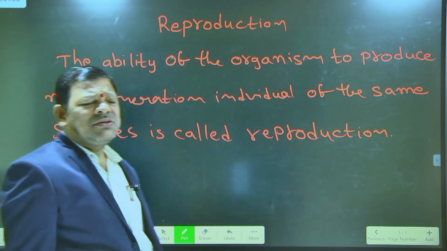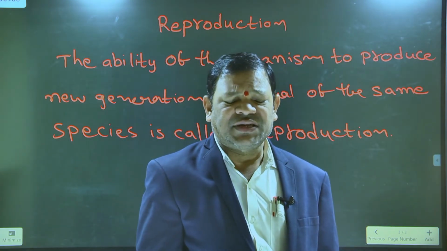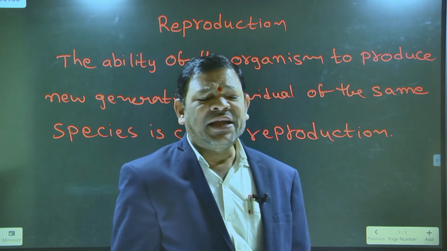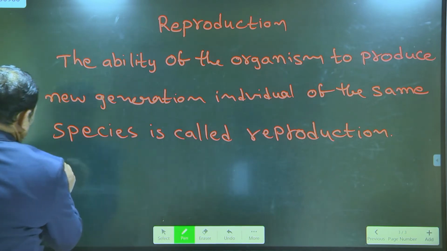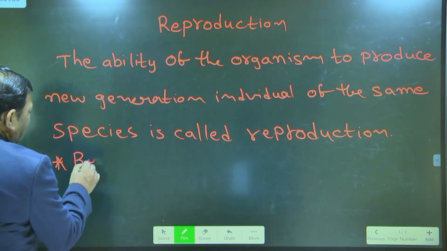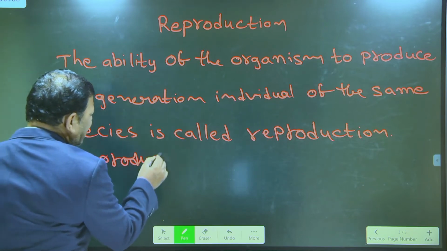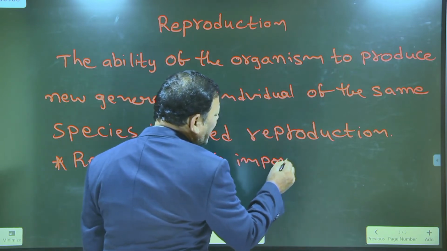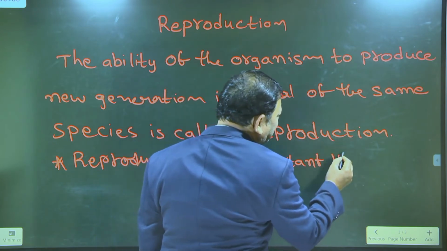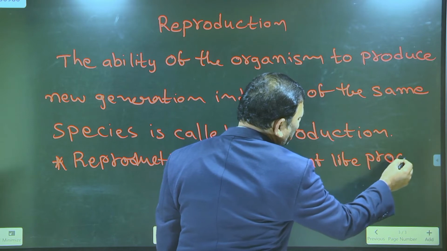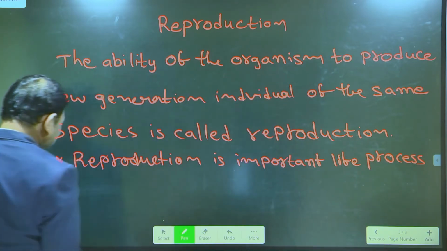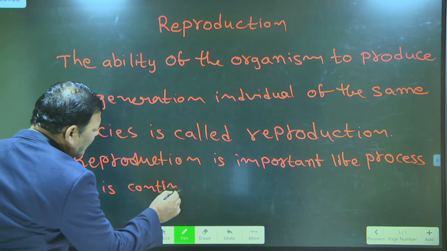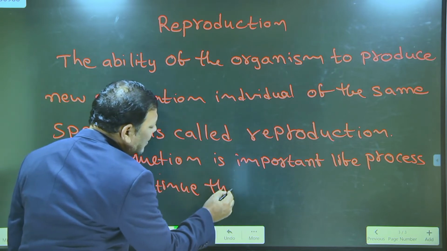So why is that? Reproduction is an important life process because it continues their races.